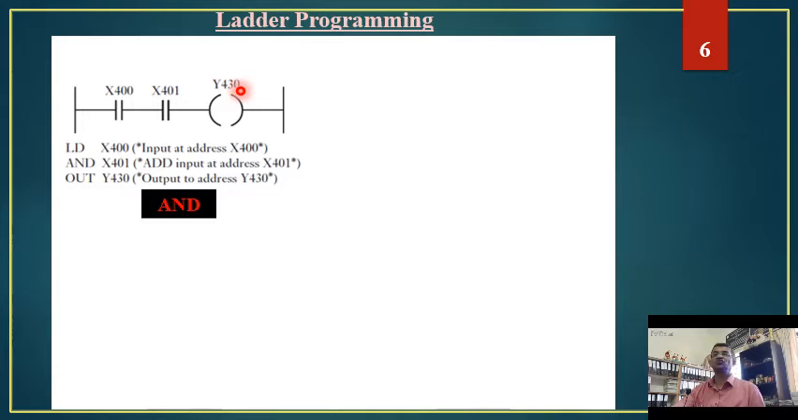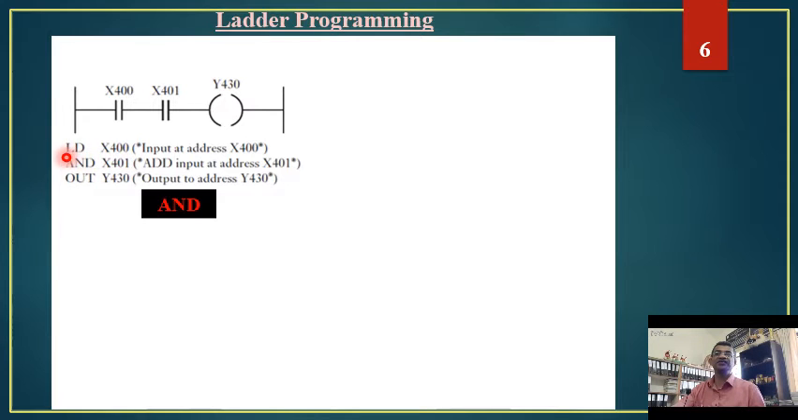Okay. So we can write a ladder program, and if we write a ladder program in a rung, this is how it looks. What may be the equivalent of this ladder programming in the instruction list? This is how we have to write. First of all, we have to load X400. So according to Mitsubishi convention, LD X400.